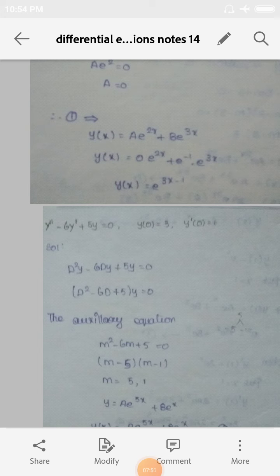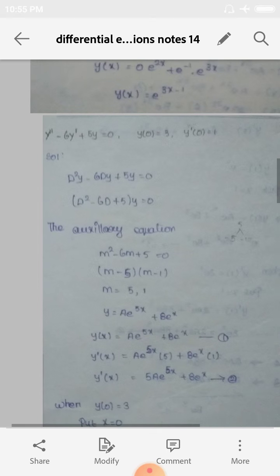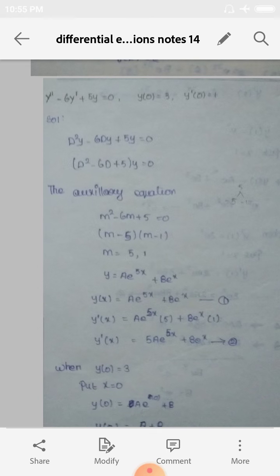y double dash minus 6y dash plus 5y is equal to 0. What condition is given? y of 0 is equal to 3 and y dash of 0 is equal to 1. So this is the condition given. First find the complementary function. After finding the complementary function, write y of x. In this problem, y of x is a into e power 5x plus b into e power x. So first find y dash of x.